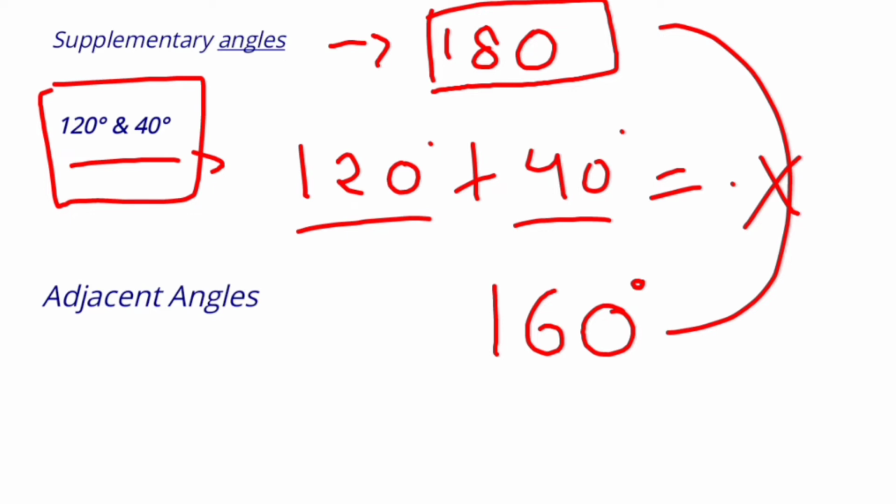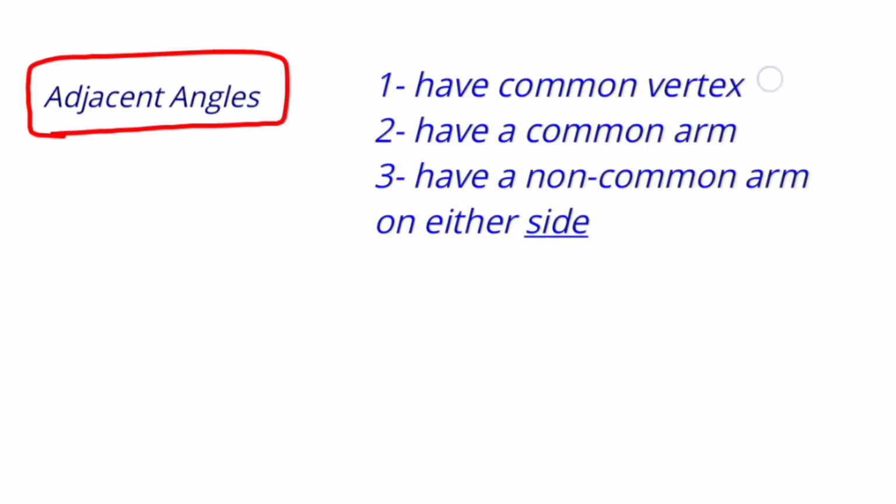Now let us move on to a third type of angles, which are adjacent angles. अब adjacent angles क्या होते हैं? We have three features to identify the given angles as adjacent angles. How will you identify that the given pairs are adjacent angles? Its features are they must have a common vertex, a common arm and a non-common arm on either side. अब इसको कैसे समझेंगे? With an example.